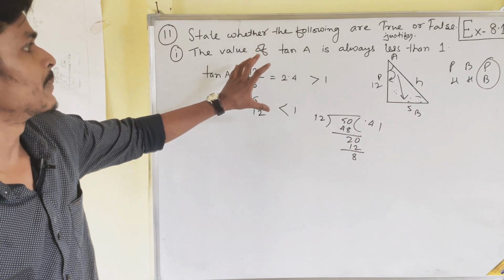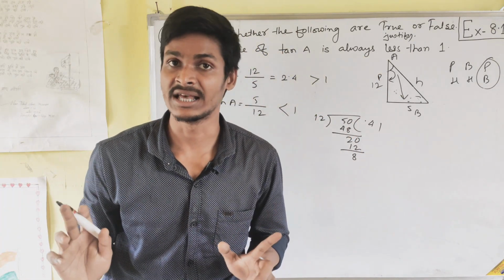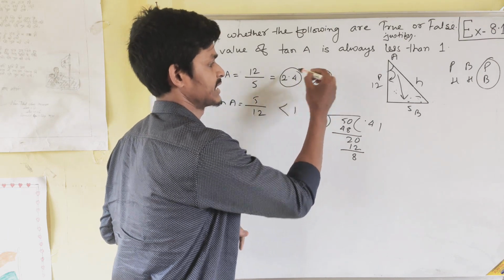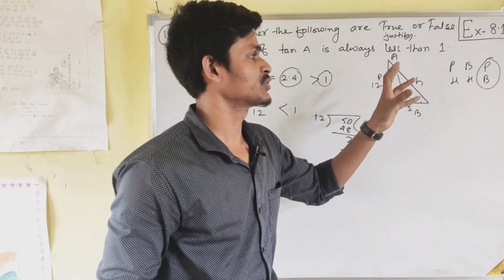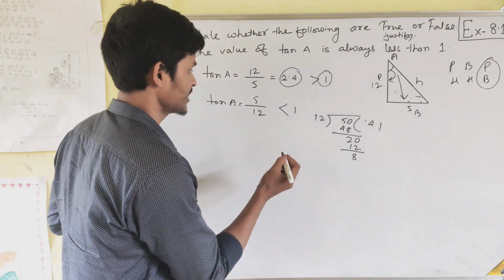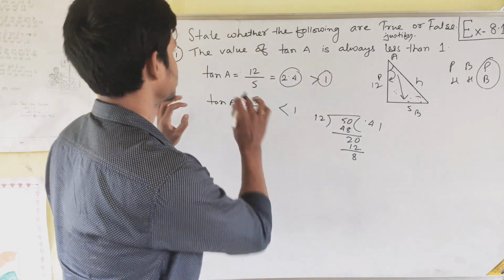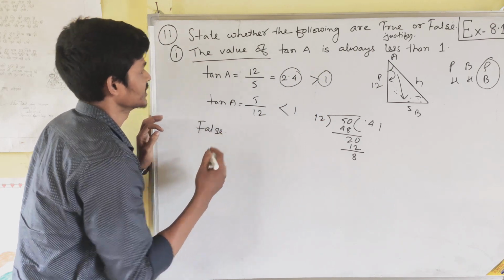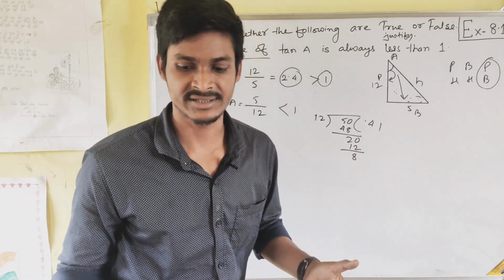That means the value of tan theta is not always less than 1. Sometimes you get a greater value, that is greater than 1. And sometimes, you all know that tan 45 degree is 1. So that means this statement is false. Okay. Now start the next one.